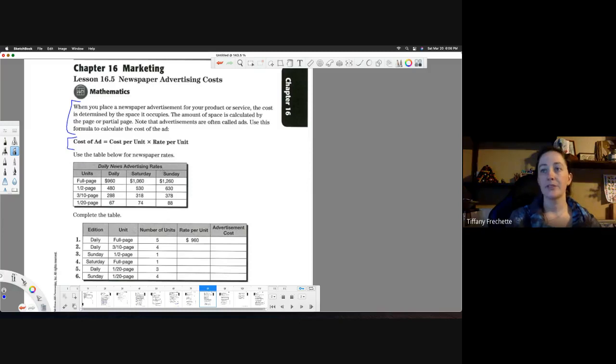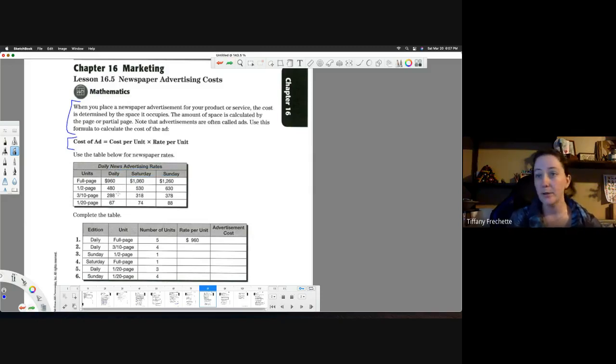So we have daily news advertising rates. Units, so we can have a full page, half page, 3/10 of a page, or 1/20th page. So it's smaller and smaller as far as what we're able to use up on the page. This would definitely be a very small little ad, and a full page would be the entire thing. Depending on when we're using it too, we have to pay attention, because there's two things on here. It's how much of the page are we using and when.